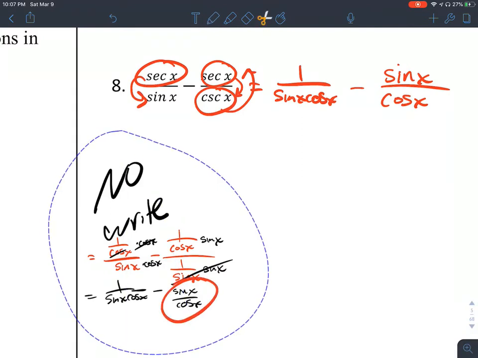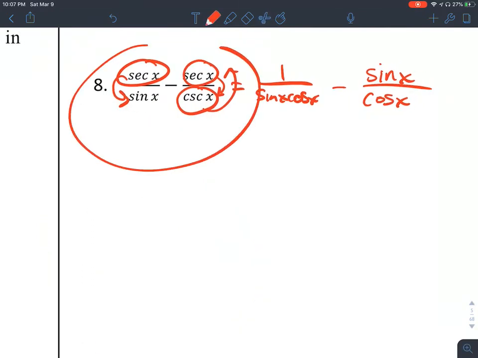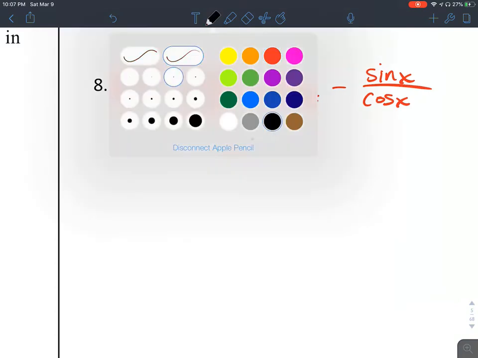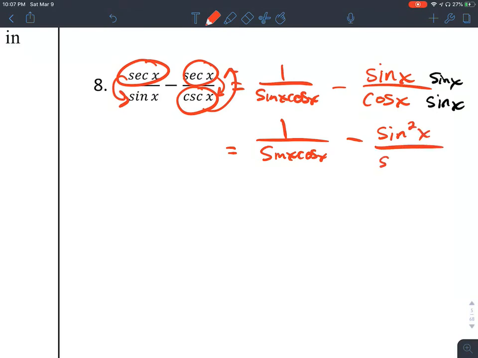Dig it? So go ahead and write that down. This stuff here isn't that important unless you need it for your notes. This stuff here for sure is important. To subtract these two fractions, I need common denominators. So I'm going to multiply the fraction on the right, the top and bottom, by sine of x. It's going to give me 1 over sine of x cosine of x. Well, this looks familiar. Minus sine squared of x over sine of x cosine of x.